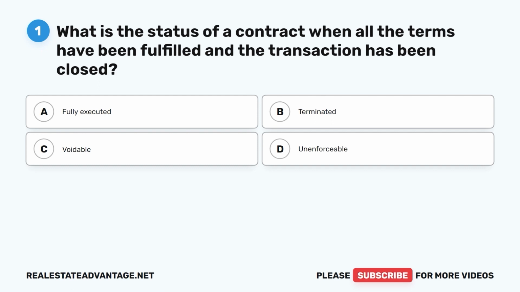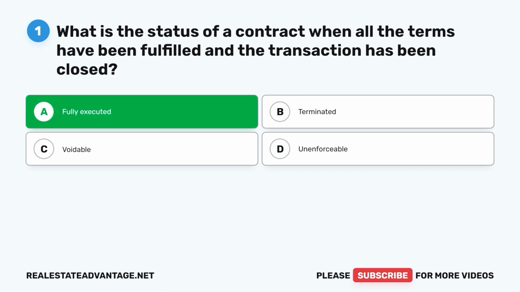Question 1. What is the status of a contract when all the terms have been fulfilled and the transaction has been closed? A. Fully executed. B. Terminated. C. Voidable. D. Unenforceable. The correct answer is A.